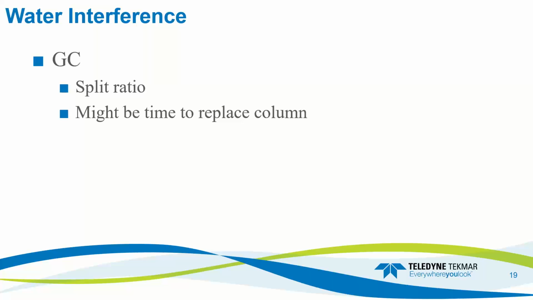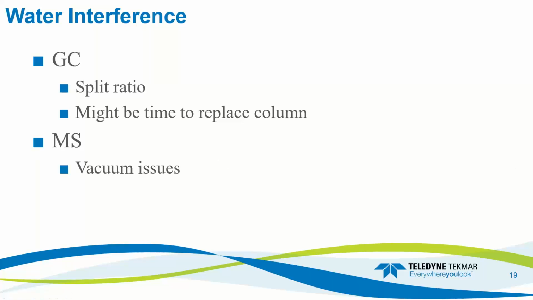But of course, that means less of our target compounds are going to be there as well because they're going off to vent. So that's kind of the trade-off. But a long water peak may be a sign of a bad column as well, and it might be a sign to replace the column.